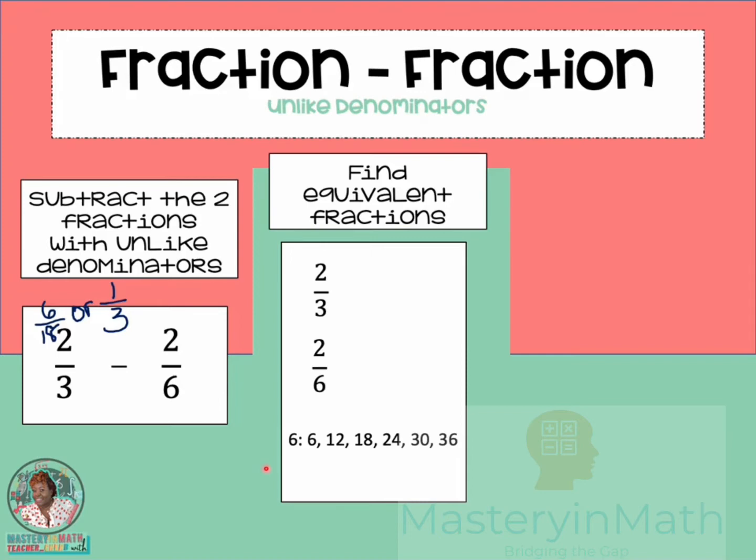So you have 6, 12, 18, 24, 30, 36. And then for 3, you have 3, 6, 9, 12, 15, 18, 21, and you can continue on. And now we can see that our least number that we share is 12. Of course, they also share 18, like we saw over here when we did the bar model. But because we're doing the LCD and we're listing the multiples, you're going to find the least common.